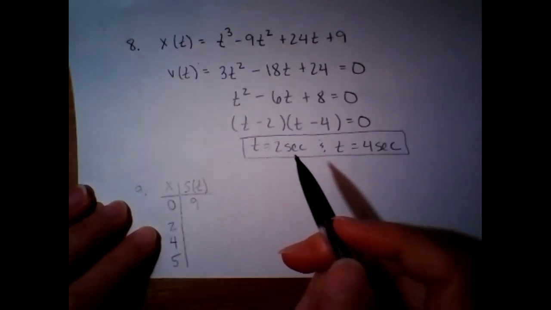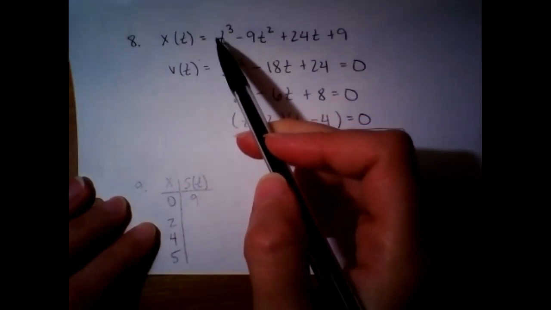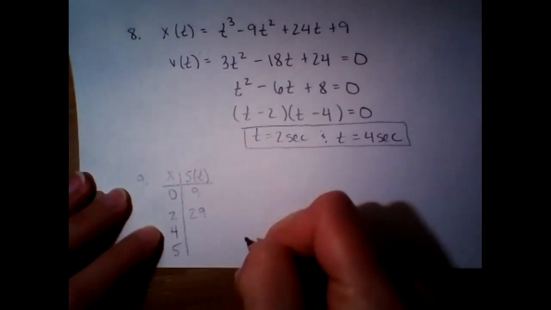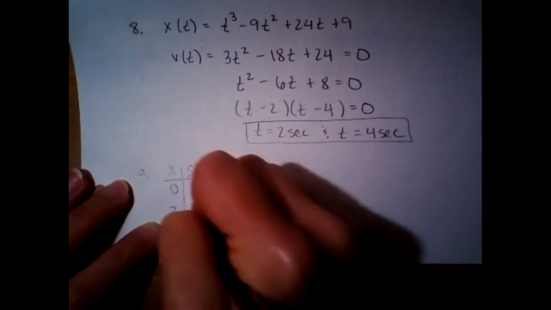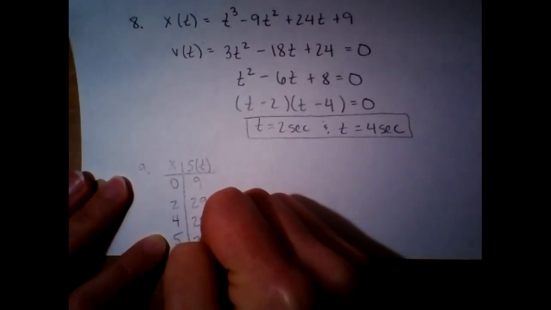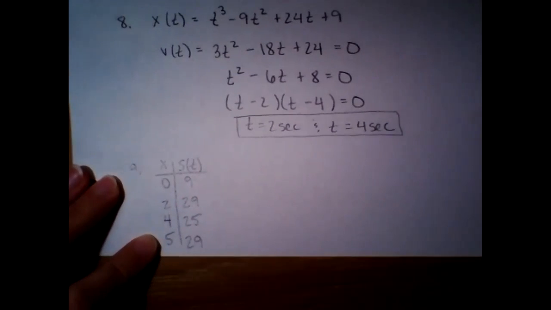If you plug in 2, and I'm just going to tell you these, you can use your calculator to plug these in. If you plug in 2 for all those times, you're going to get 29. If you plug in 4, you're going to get 25. And if you plug in 5, you're going to get 29.